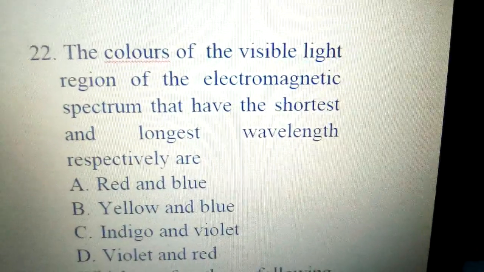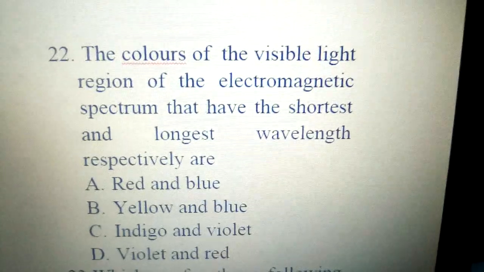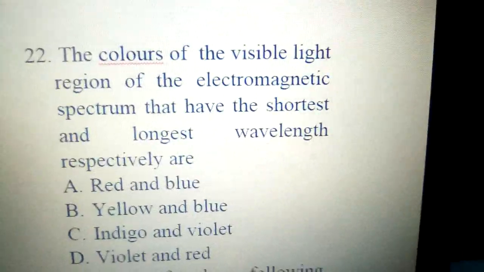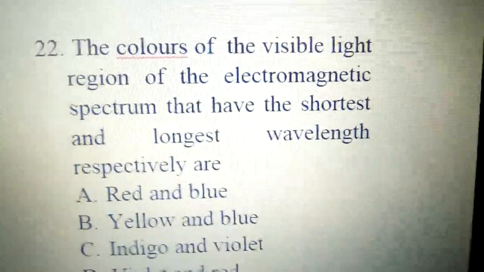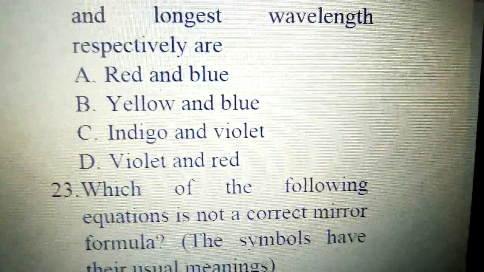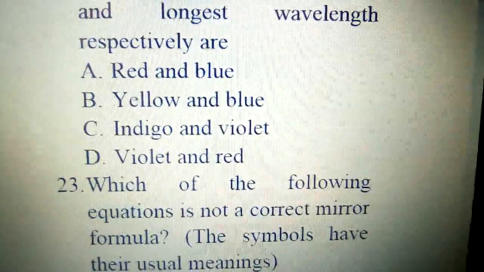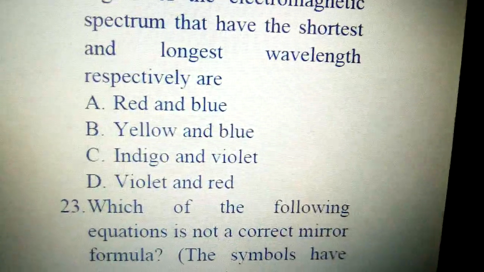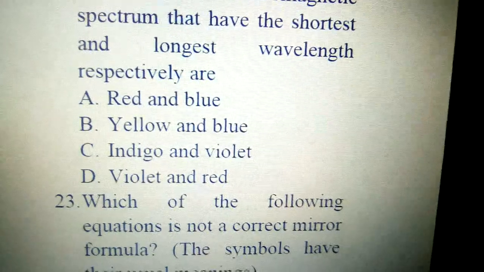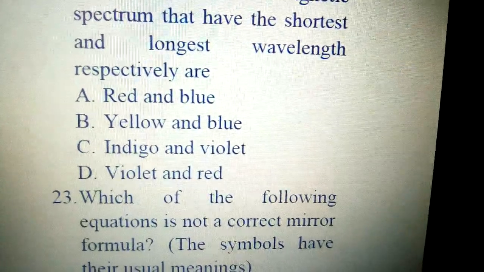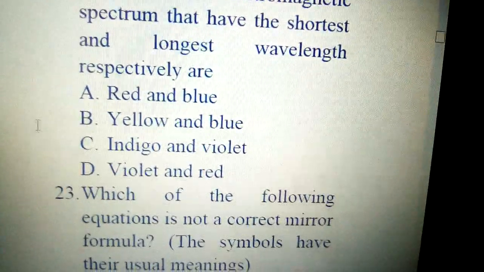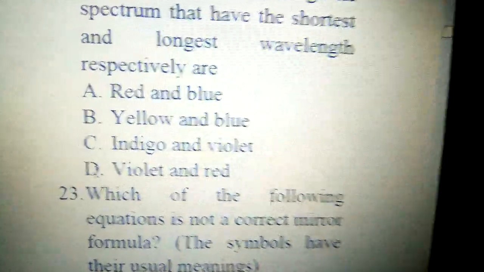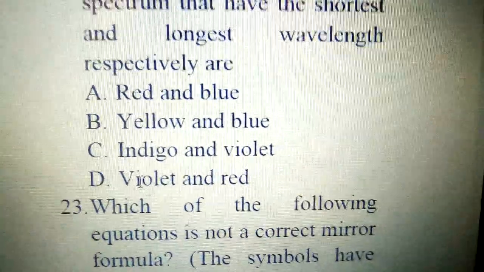Going to number 22. The colors of the visible light region of the electromagnetic spectrum that have the shortest and longest wavelengths respectively are: A, red and blue; B, yellow and blue; C, indigo and violet; and D, violet and red. Remember the colors of the rainbow, ROYGBIV. Red has the longest wavelength and violet has the shortest wavelength. So the answer is option D, violet and red.